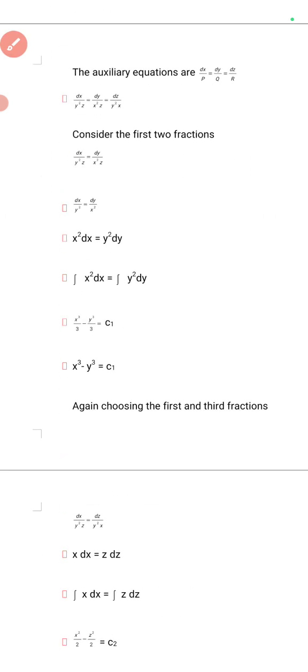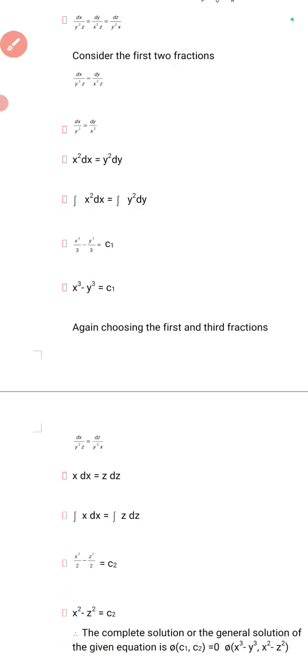Now again choosing the first and third fractions. So what are the first and third fractions? Here we have dx by y square z equal to dz by y square x. y square is a common term in both the terms, so we cancel on both the sides. So what are we left with finally? x dx is equal to z dz.